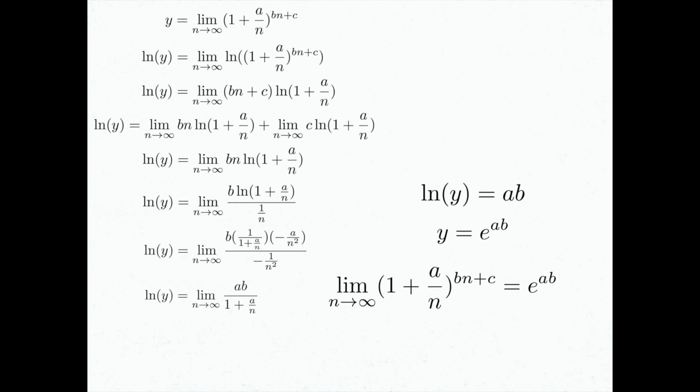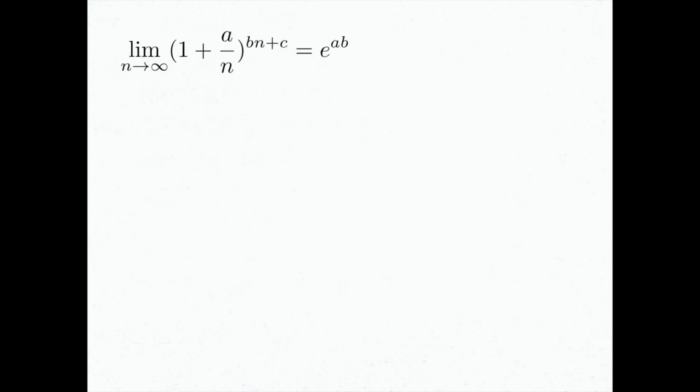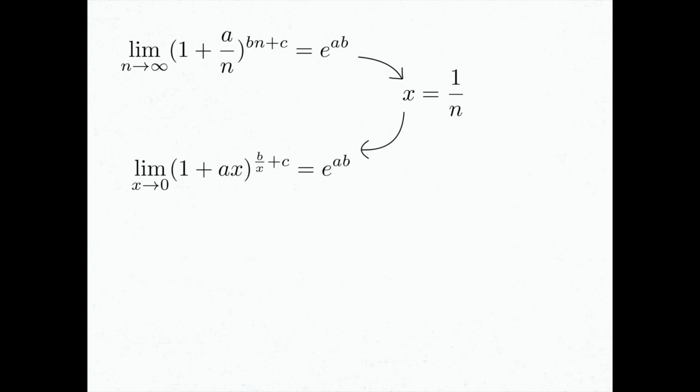Now that we are done proving this identity, I'm going to go through a few different forms that look very similar to this but are slightly different and also appear in contest math. We can arrive at the first by taking the substitution x equals 1 divided by n. Now as n goes to infinity, x will go to 0, and the inside becomes (1 + ax)^(b/x + c). Now, this common form also shows up often, and again, you can notice that the c doesn't really matter.